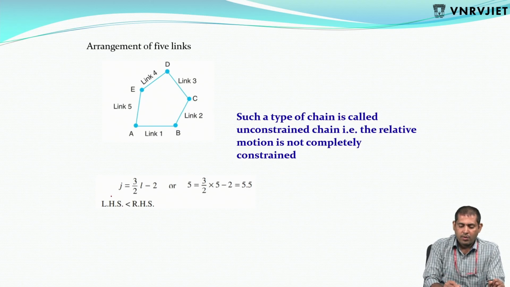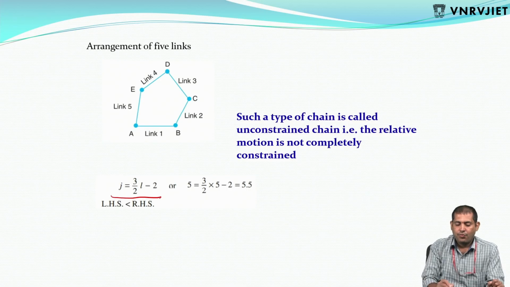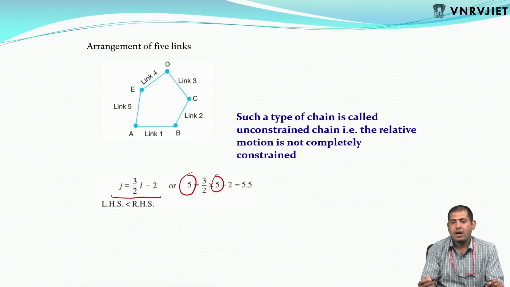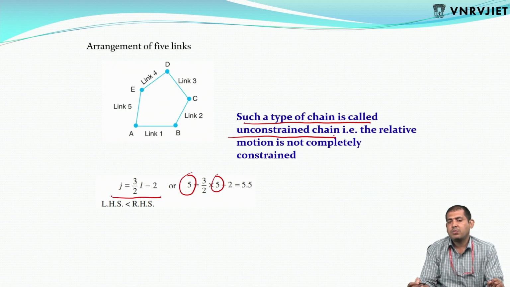So if you form this again with 5 joints and 5 links, then LHS is less than RHS. Then what will happen? Such type of chain is called an unconstrained chain. Unconstrained means more than one direction. If there is some input, 2 different outputs are produced. It is not constrained. It is an unconstrained chain.